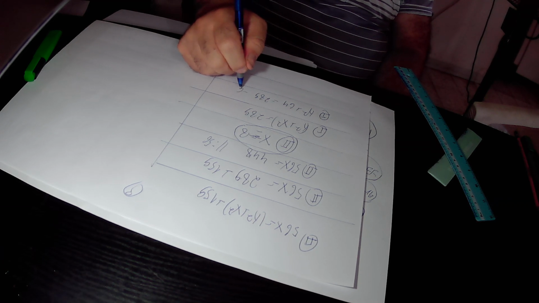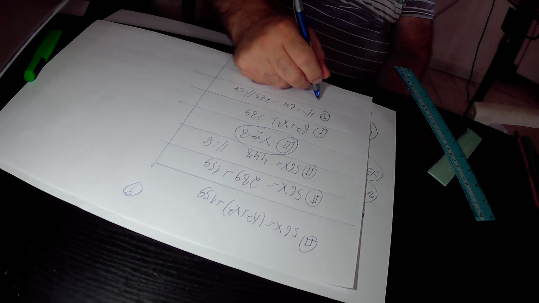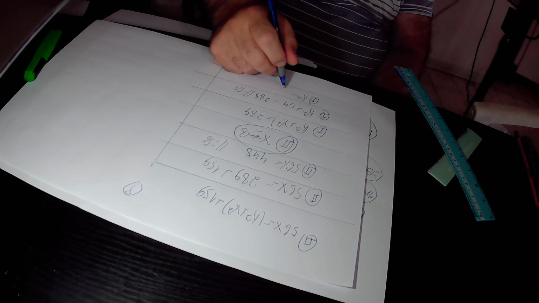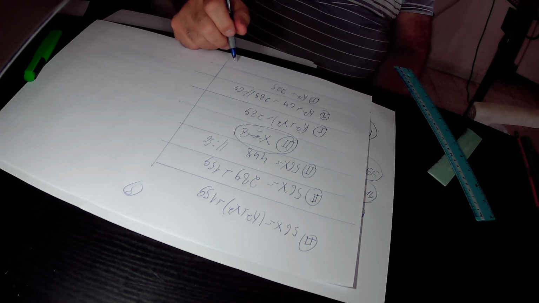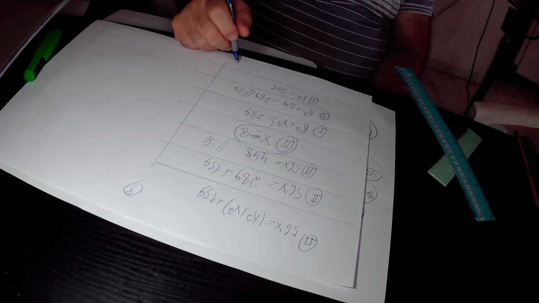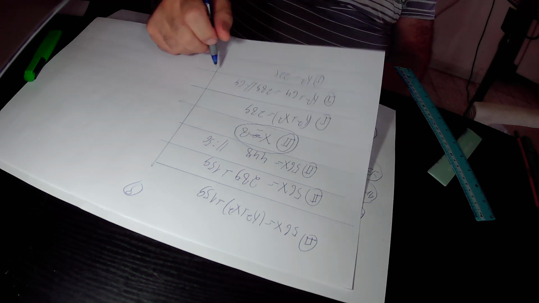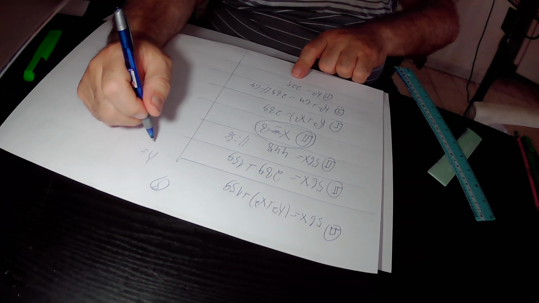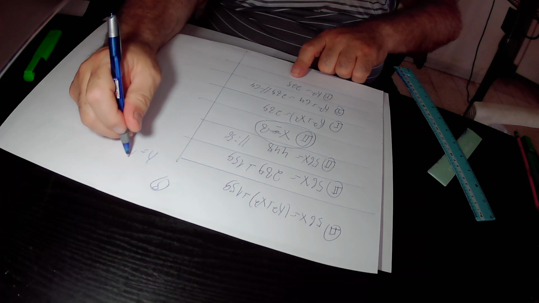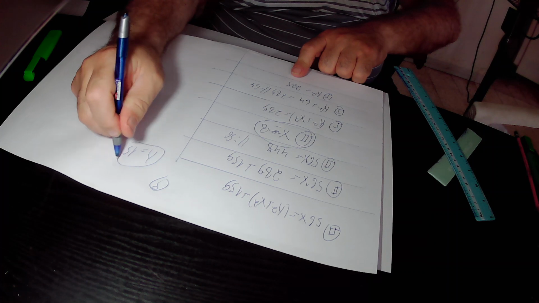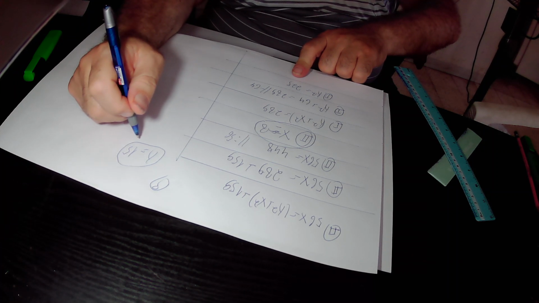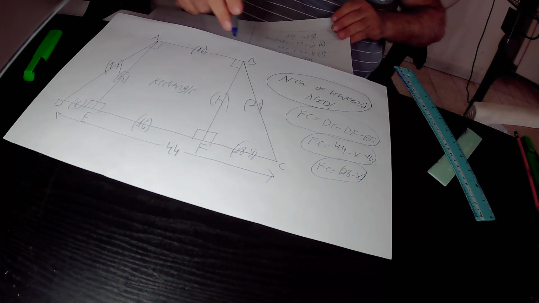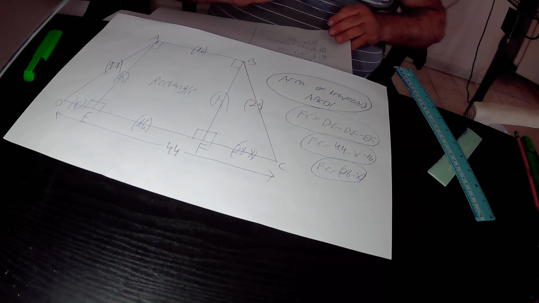Here we subtract 64 from this equation 1, so we get that h squared equals 289 minus 64, which is 225. So here we take a root out of this equation, and finally we get that h equals the square root of 225. The square root of 225 is 15. So the height of trapezoid ABCD is equal to 15 units in its length.